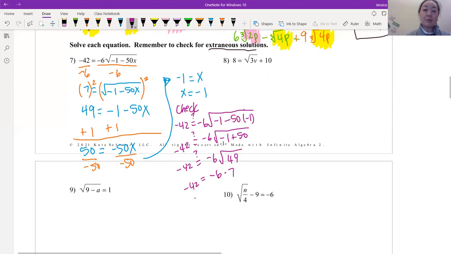And don't stop here, go until you get to, yes, it's true. -42 is equal to -42. Happy days. So now I'm going to box it. Done. All right, next problem.